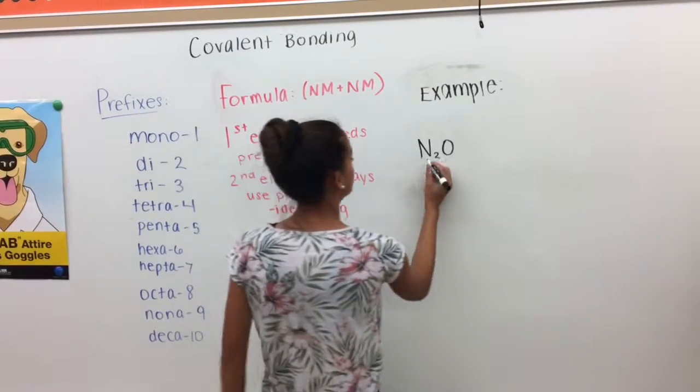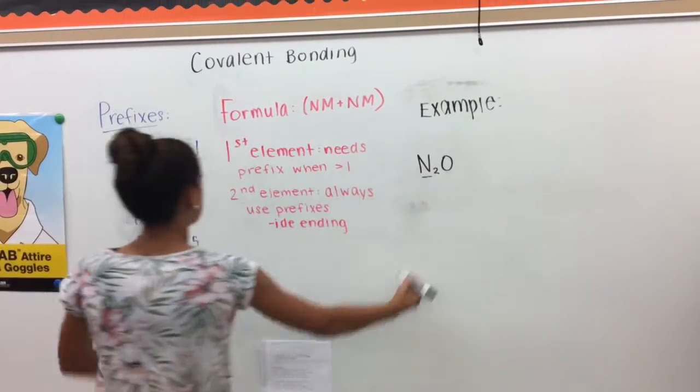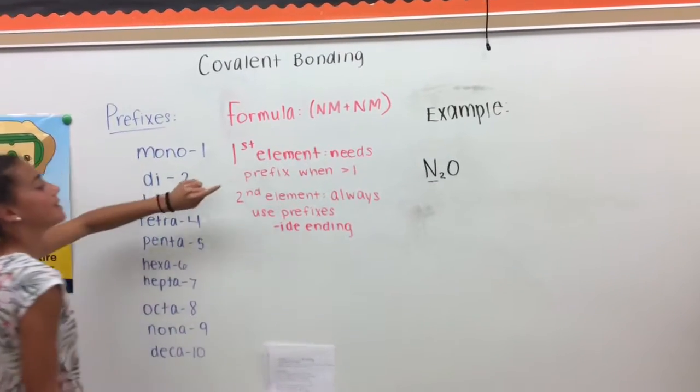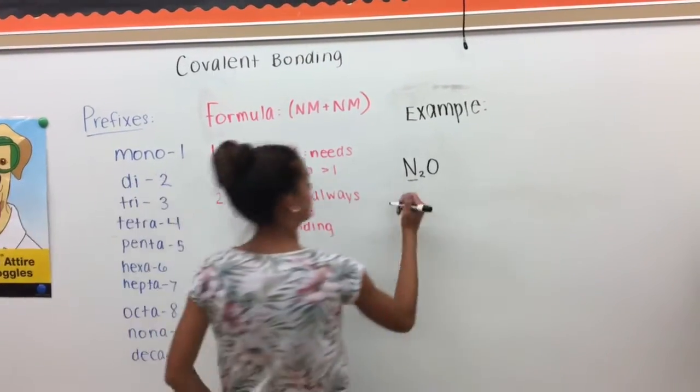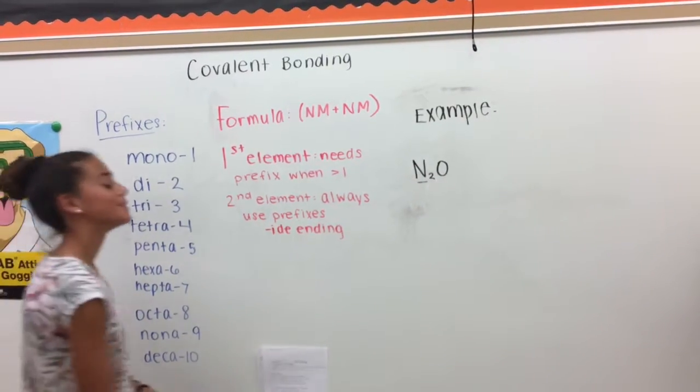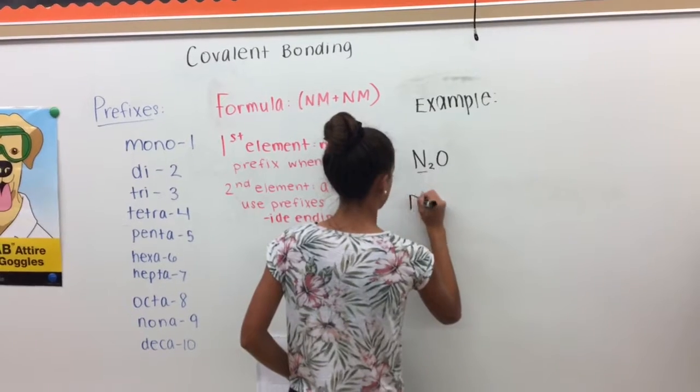Our first element is nitrogen, and because it is the first element, we need a prefix when the subscript is greater than 1, and because the subscript is 2, we need a prefix of di. So the element is dinitrogen.